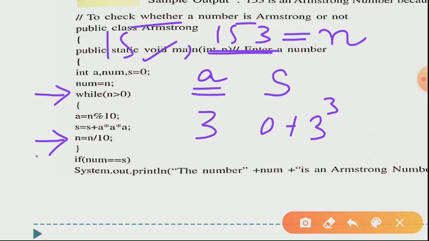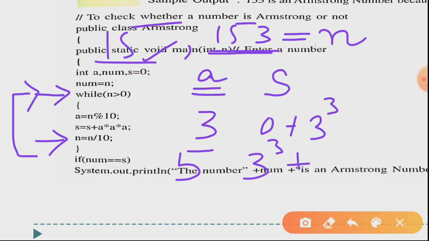Okay, now again the condition will be checked like this over here, while n greater than equal to 0, the condition is true, then again this a equals n mod 10 will be evaluated. 15 modulus 10, you will be getting 5 as a remainder. Okay, now again s equals s plus a cube, so the previous value of s was what, 3 cube, and now the value of a is what, 5, so 3 cube plus 5 cube. Again this n equals n divided by 10 is going to give you 1.